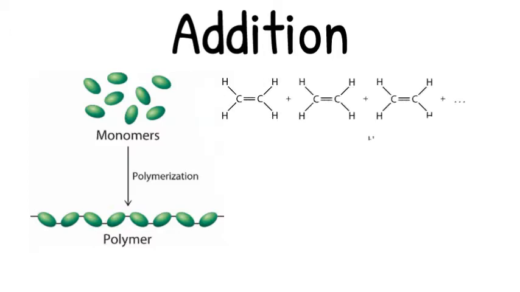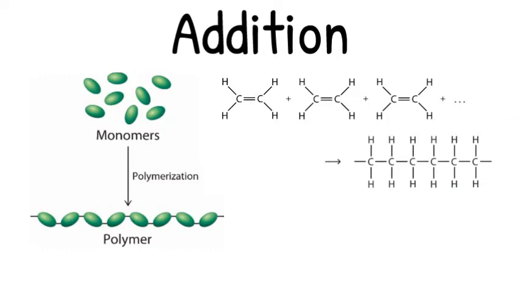The general mechanism of addition polymerisation starts with a carbon-carbon double bond. So each of these little molecules above, each ethene, is a single monomer. When we apply heat and pressure, the double bond breaks and the freed up electrons are used to join to adjacent monomers, and this creates an incredibly long chain.